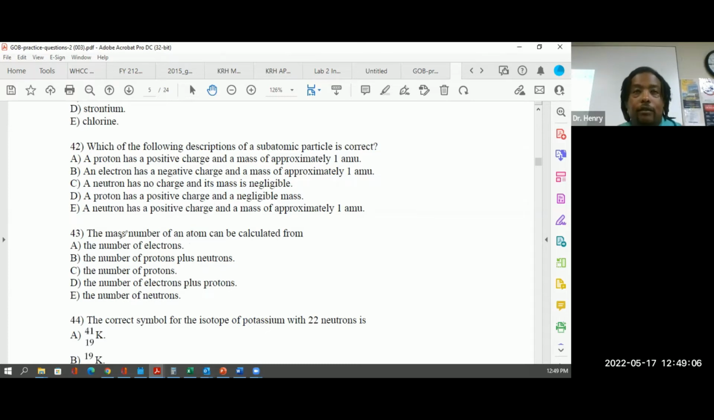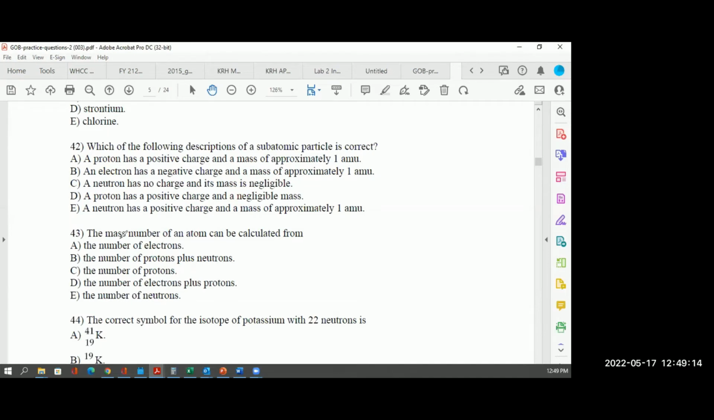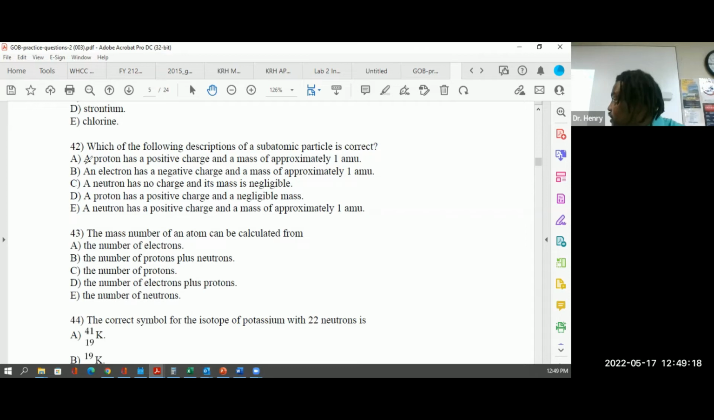E, a neutron has a positive charge and a mass of approximately 1 AMU. Proton. What charge is a proton? Positive, negative, or neutral? Positive. Okay, so we know by default it's going to either be A or D, right? Because both of those are correct so far. What's the charge of a neutron?